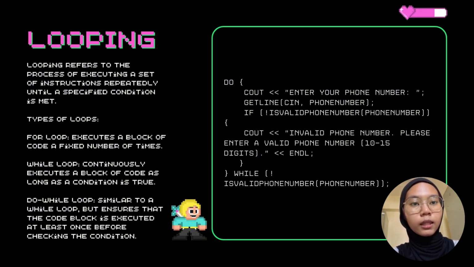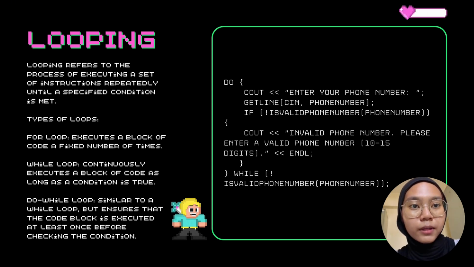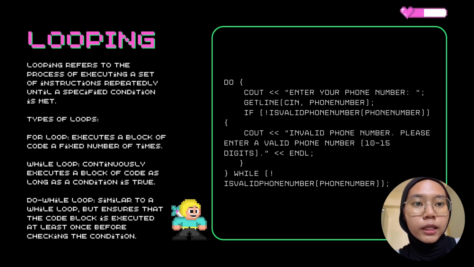In our coding, there are several places where we use the do while loop. The first place where we use a loop is to validate the user's phone number. So if the customer puts an invalid phone number, like there are not enough digits, or they put characters other than digits, then we will show them that it is an invalid phone number.